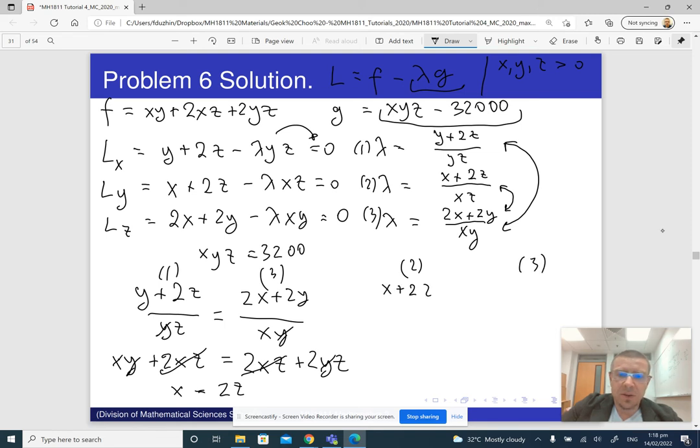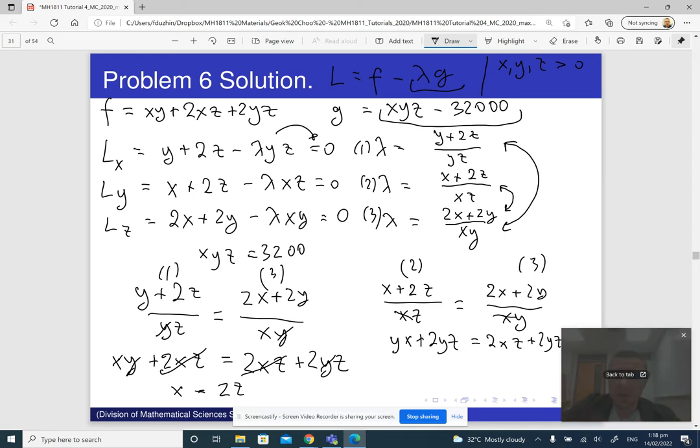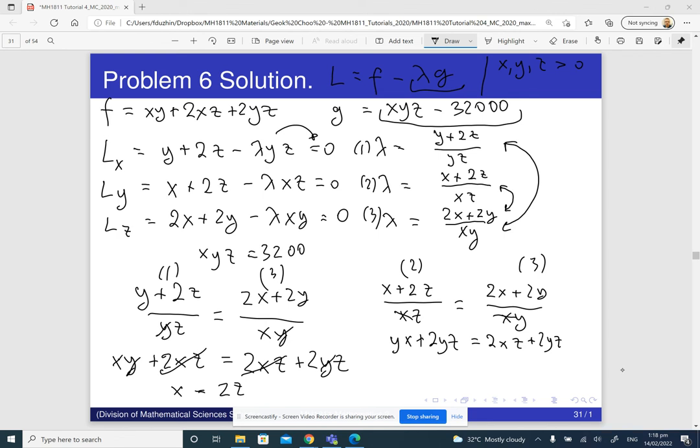So x plus 2z divided by xz equals 2x plus 2y divided by xy. Now x is on the left-hand side and on the right-hand side, so I can cancel it out. Now I can multiply by z and y, so the left-hand side becomes yx plus 2yz equals 2xz plus 2yz. Okay, there is 2yz on the left and on the right. And now there is x on the left and on the right. So the remaining part is just y equals 2z. Cool. Now we are almost done, actually. All this stuff is probably not needed anymore.